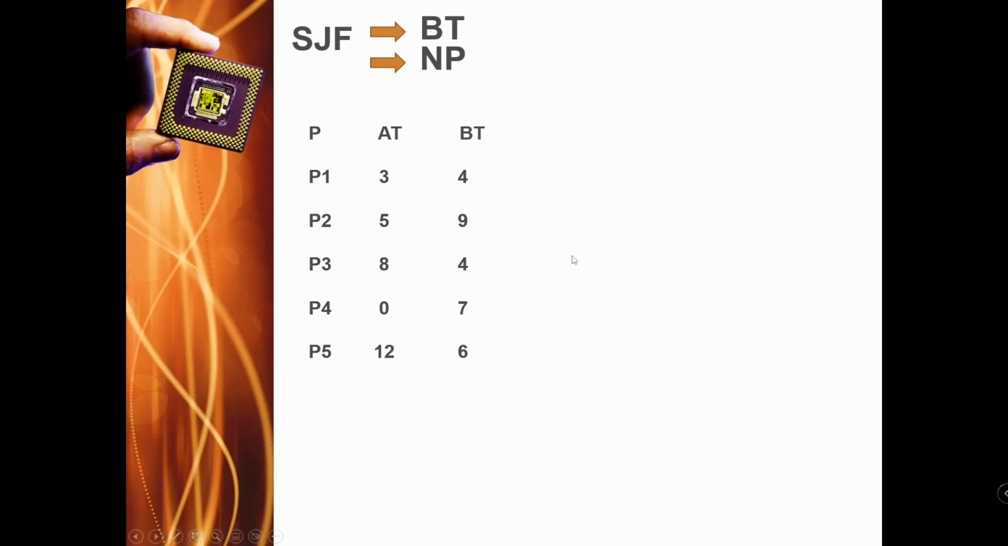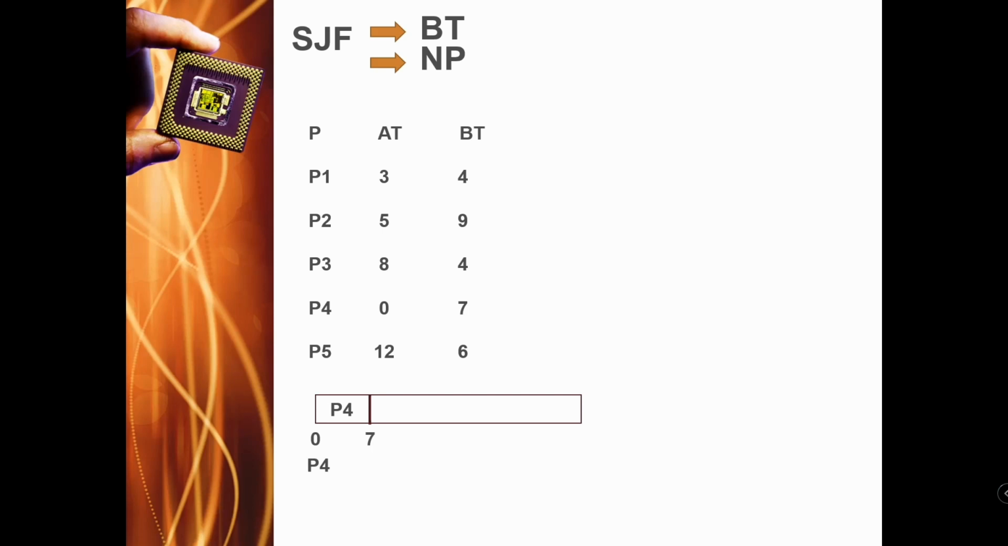So, let's try a Gantt chart. So, mag-i-start tayo sa 0. Bali, ang mauuna is yung P4 dahil 0 ang arrival time niya. So, siya yung mauuna mag-process. So, ang burst time niya is 7. So, we would put P4 and then the 7 yung end time niya.